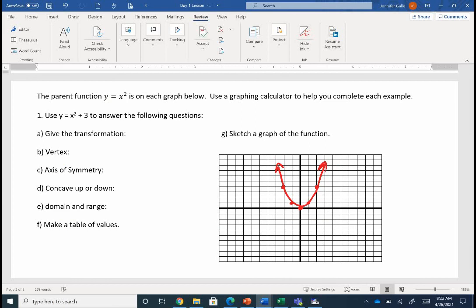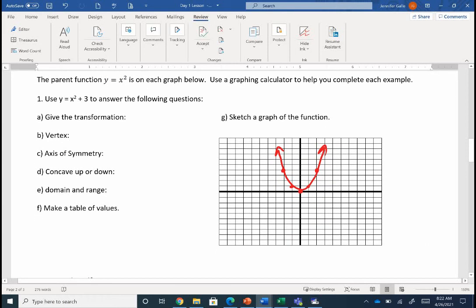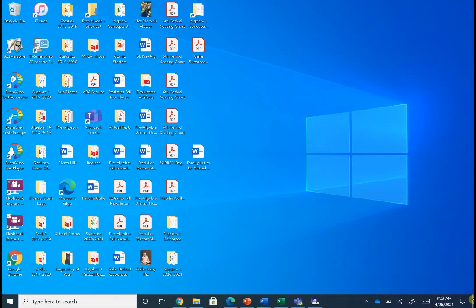Okay, there we go. All right, so what we're going to do, the parent function I have on your graph for you. And now we're just going to see, for example, in the first one, adding a 3 onto that x squared, how's that going to change my graph? And then we're going to pick out all of our pieces that go with it, okay? So let me grab my graphing calculator here real quick.